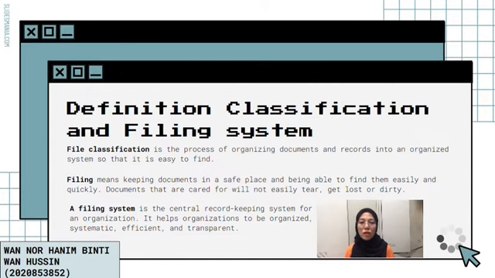Documents that are carried or stored should not easily tear, get lost, or get dirty. A filing system is the central record-keeping system for an organization. It helps organizations to be organized, systematic, efficient, and transparent.